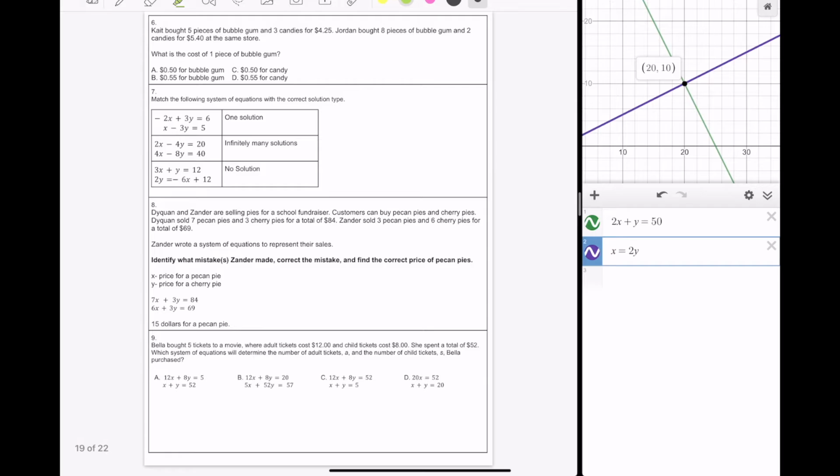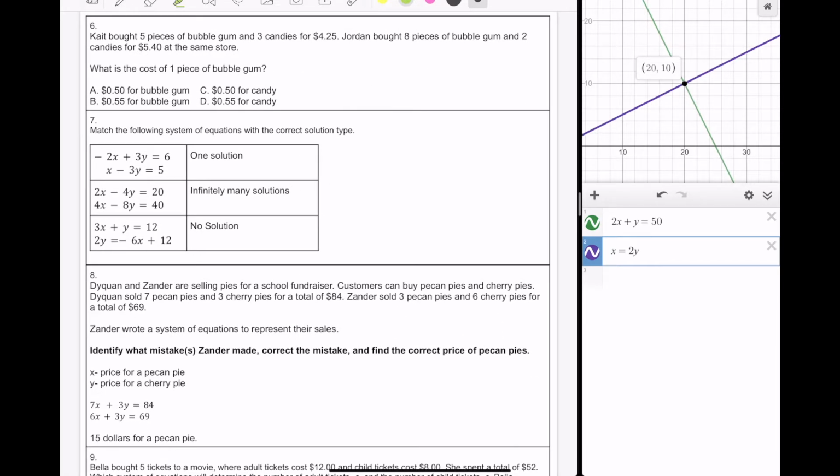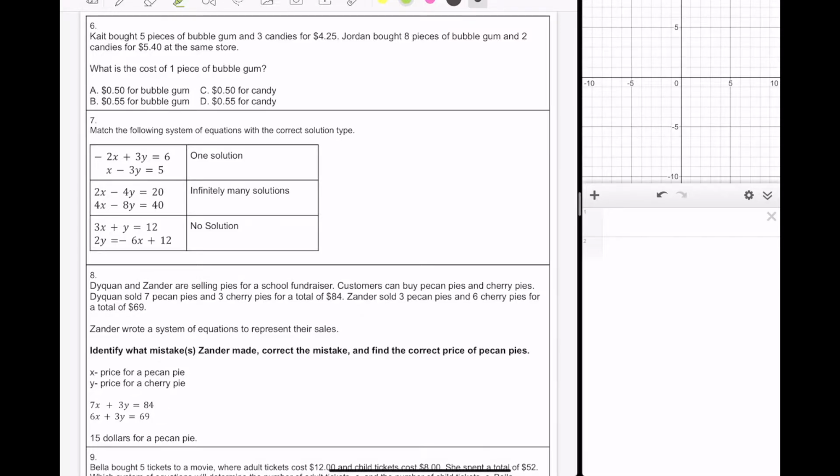Okay, number 6. Kate bought 5 pieces of bubble gum and 3 candies for $4.25. Jordan bought 8 pieces of bubble gum and 2 candies for $5.40 at the same store. What is the cost of 1 piece of bubble gum? Okay, so the information that we know is already given to us. What we need is the cost of 1 piece of bubble gum.